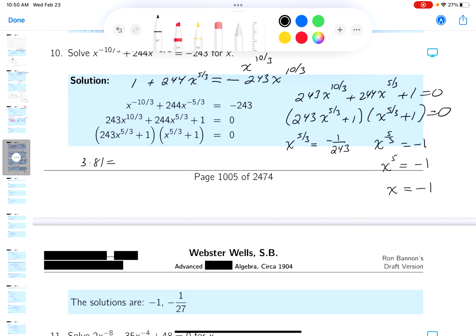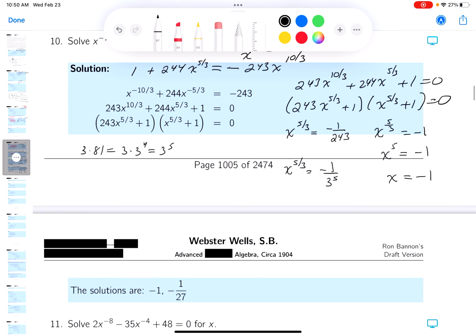And what do I know now? I know this is 3, and 81 is actually 3 to the 4. So it's really 3 to the 5th power. Right, let me write that down for you. x to the 5/3 is minus 1 over 3 to the 5th power. All right? Now, what are you going to do now?